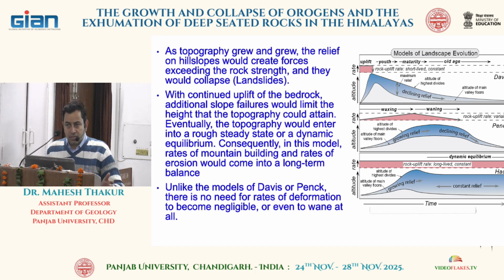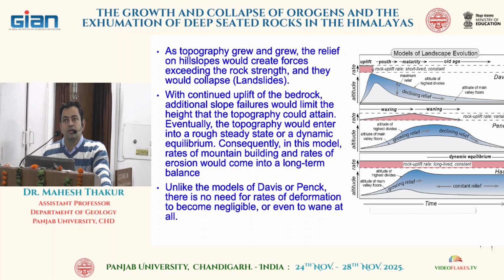Right? If we just keep on increasing the elevation of the rocks, at some time, because of gravitational forces, the rocks will collapse. That will cause landslides. With continued uplift of the bedrock, additional slope failures could limit the height the topography would attain. Eventually, the topography would enter into a roughly steady state, or dynamic equilibrium. Consequently, in this model, the rate of mountain building and the rate of erosion would come into a long-term balance.